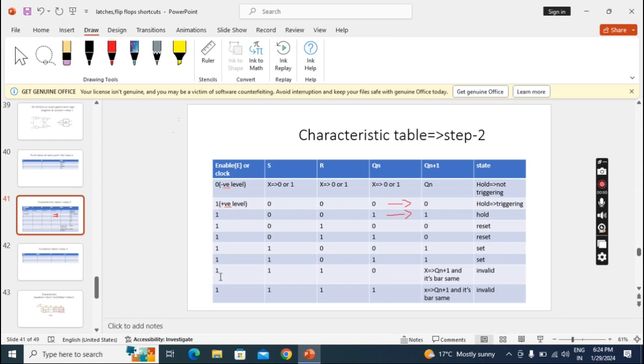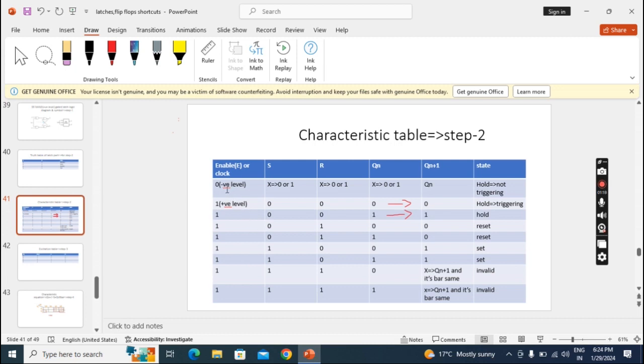So positive level means it will work whenever we apply 1. And we will see what happens when we apply 0 also. For a positive level circuit, if we apply 0, what will happen? 0 means negative level. For a positive level circuit, if we apply negative level, what will happen? And if we apply positive level only, then what will happen? We will see both.